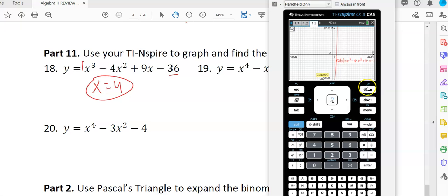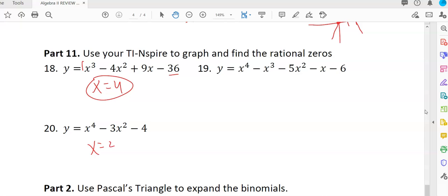Let's do number 20, just so I can see it right now, so I'm going out of order. x to the fourth minus 3x squared minus 4. And you can kind of see it, menu 5, 1. Solution of 2, negative 2. So x equals 2, x equals negative 2.